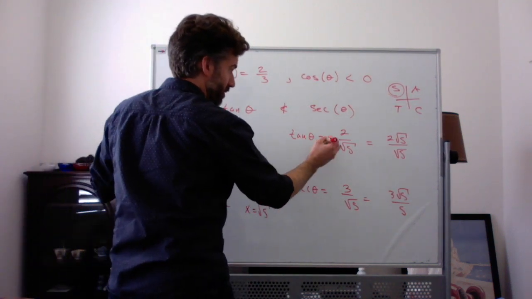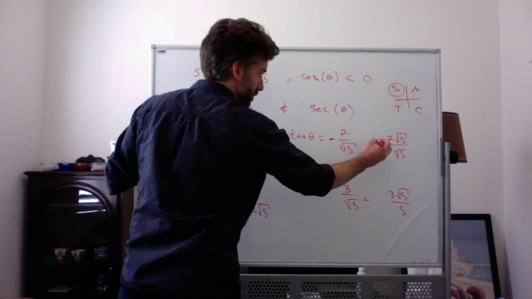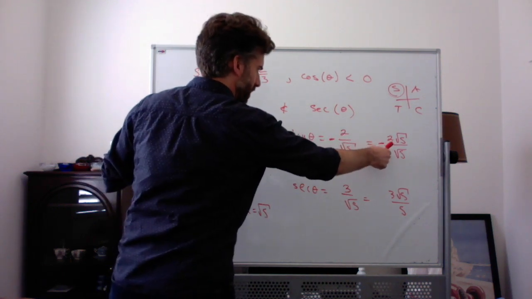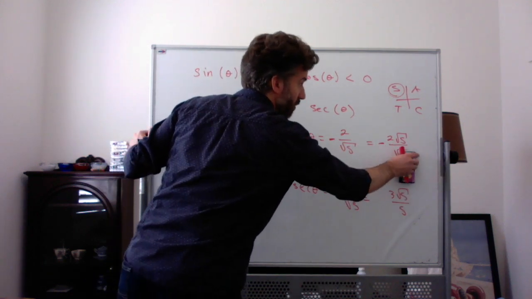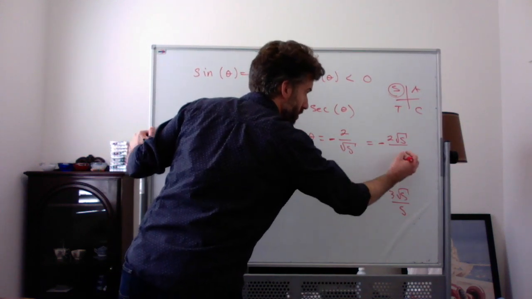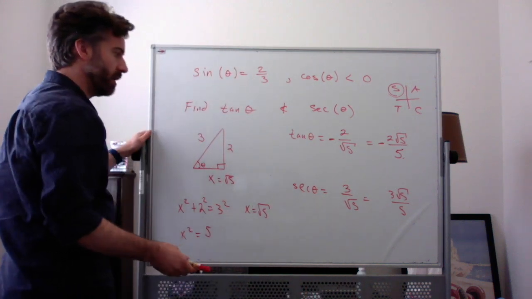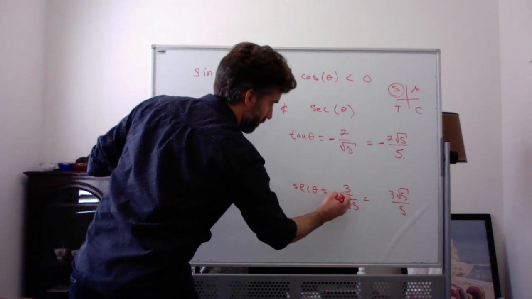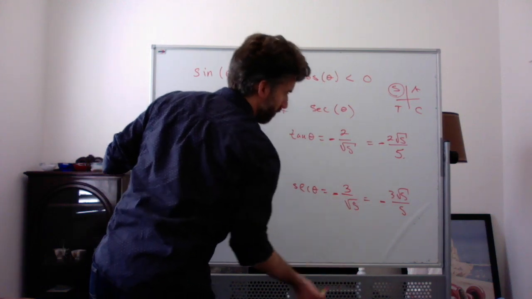So tangent of theta should actually be negative 2 over root 5, which is negative 2 root 5 over 5. I messed that one up a little bit. Apologies. And then secant of theta should also be negative because cosine is negative. So it should be negative 3 over root 5, which is negative 3 root 5 over 5.